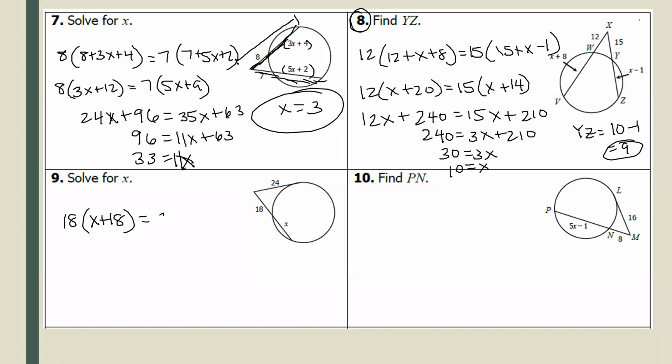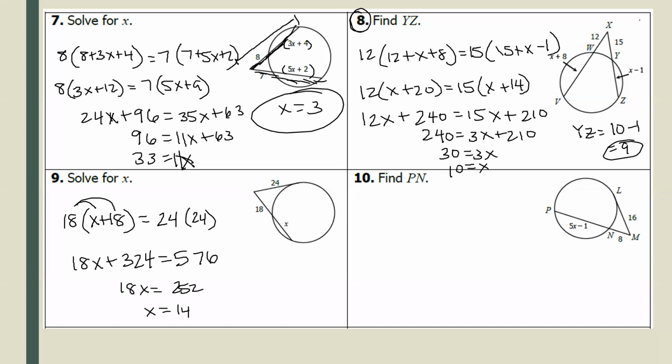For my tangent, the piece on the outside is 24, and the length of the whole thing is still 24. 24 times 24 is really 24 squared. I'm going to distribute that 18. So I get, let's see, 18x plus 324 equals 24 squared. 24 squared is 576. Subtract 324 from both sides and divide both sides by 18. X equals 14. And there you go. You're done.